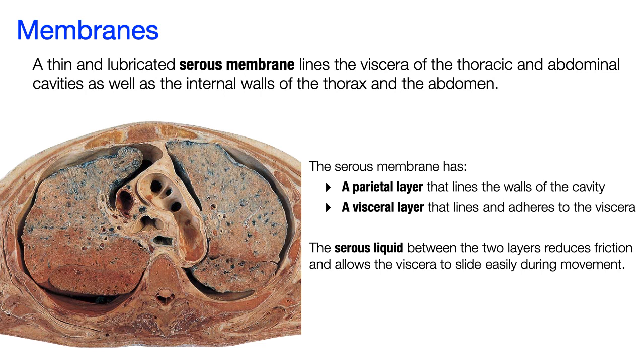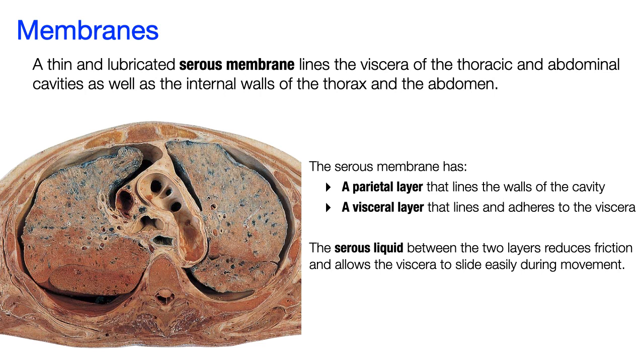As mentioned before, the inner wall of the thoracic and abdominal cavities, as well as the viscera they contain, are lined by what we call serous membranes. The parietal layer lines the walls, and the visceral layer is stuck to the viscera so they can move freely. Those membranes produce a serous liquid that reduces friction during movement.